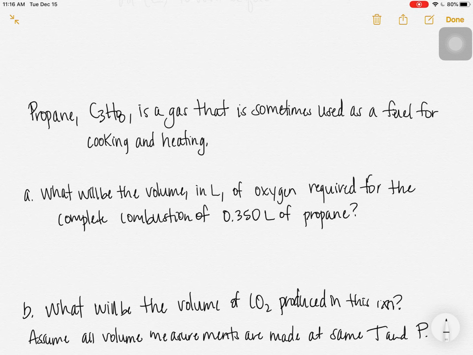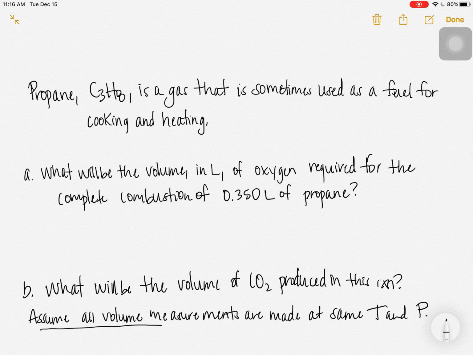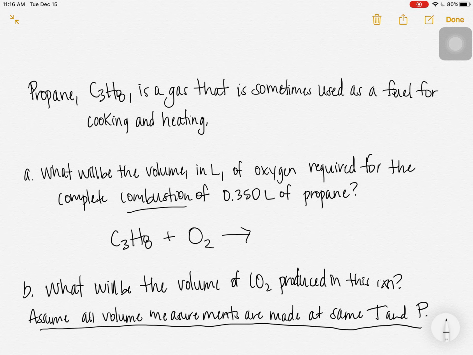So we have a problem that says propane, C3H8, is a gas that is sometimes used as a fuel for cooking and heating. A, what will be the volume in liters of oxygen required for the complete combustion of 0.35 liters of propane? I should have put on part A: assume all volume measurements are made at the same temperature and pressure. So the first thing I have to do, of course, is write a reaction. They tell me this is propane, and that it's combustion, so this shouldn't be a problem. I have my hydrocarbon reacting with oxygen, creating CO2 and H2O. Remember, all combustion reactions produce carbon dioxide and water.